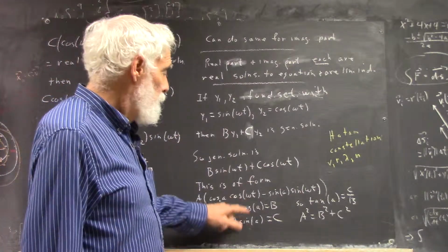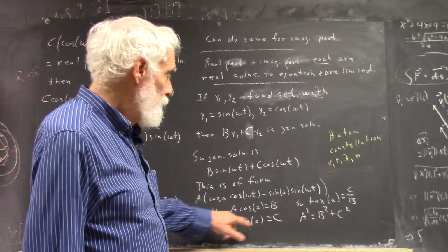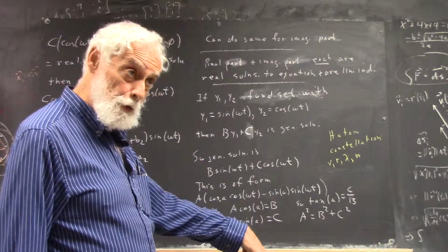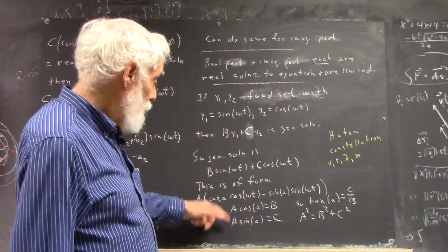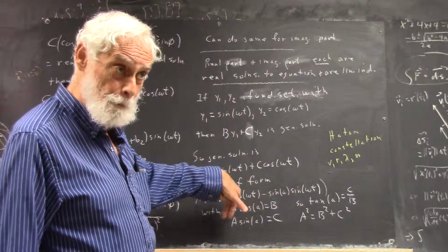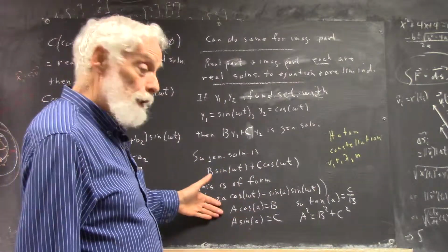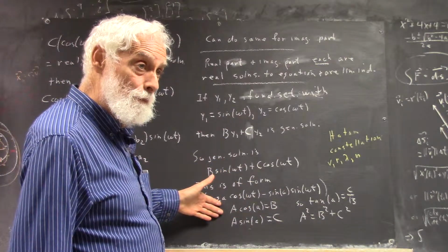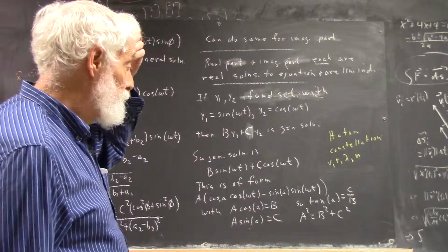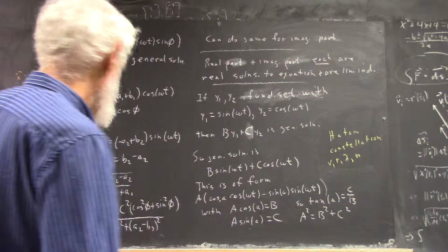I square both sides of this, square both sides of this, and add them. I get B squared plus C squared over here. I get A squared times the cosine squared of A plus the sine squared of A over here, right? Which is just A squared. Your basic Pythagorean identity. Okay. Well, that's essentially identical to what we did over here.